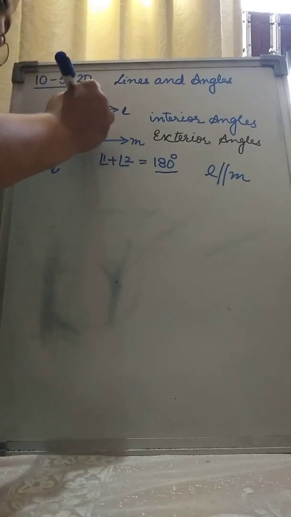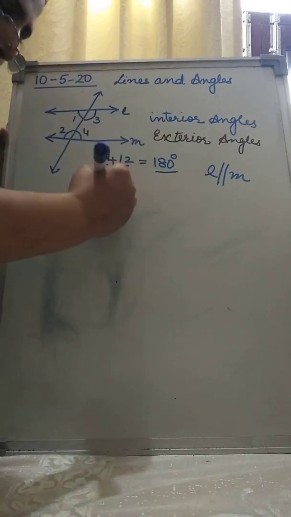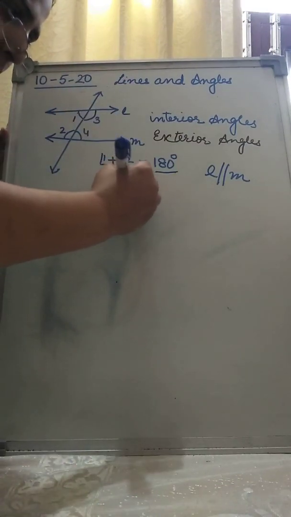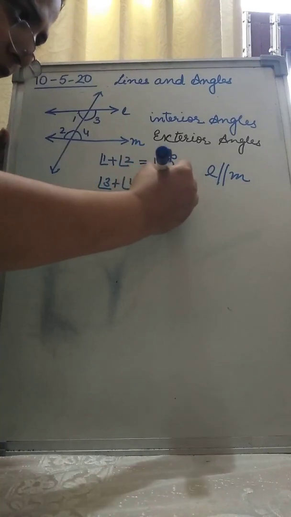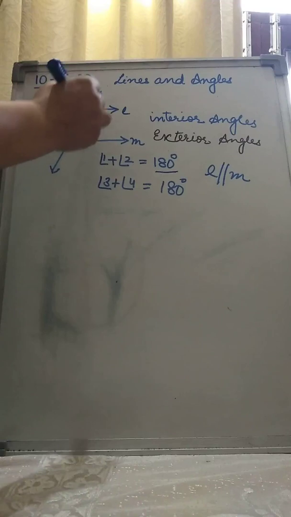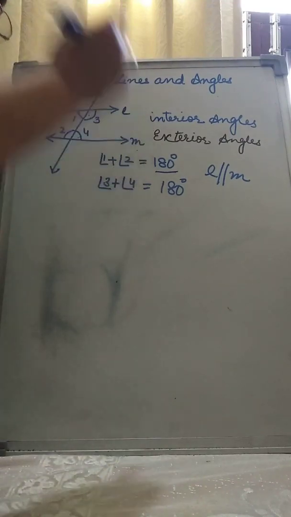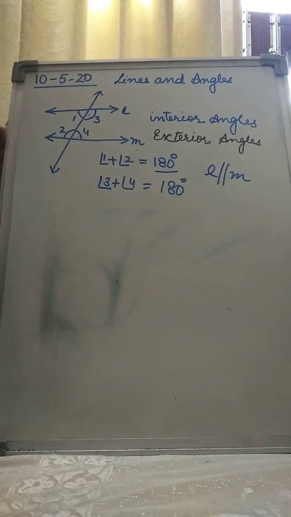Similarly, if these angles are given, 3 and 4, their sum will also be 180 degrees if the lines are parallel. But if the sum is not equal to 180, it means line L will not be parallel to line M. So I think the things are clear now.